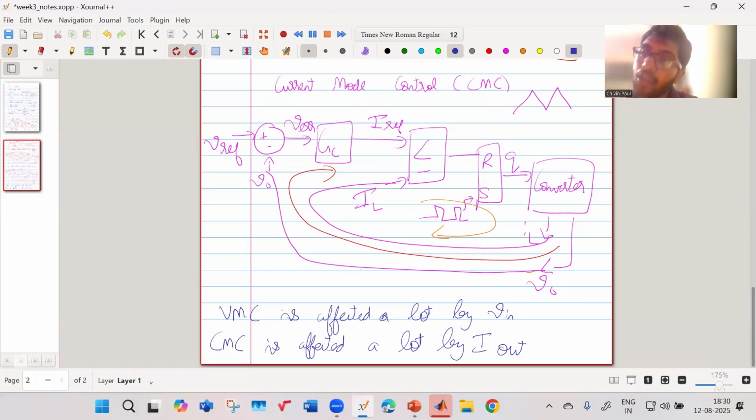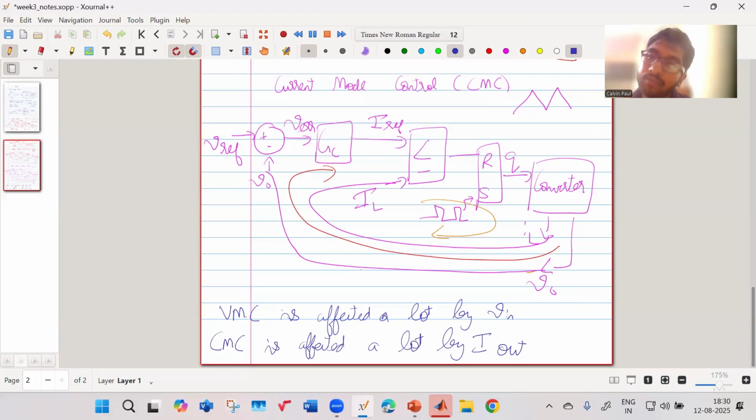Similarly, your inductor current will not change instantaneously. It will also take time to respond to the change in the load current. That is why current mode control is quite dependent on your load current. It gets affected a lot by your load current, right?